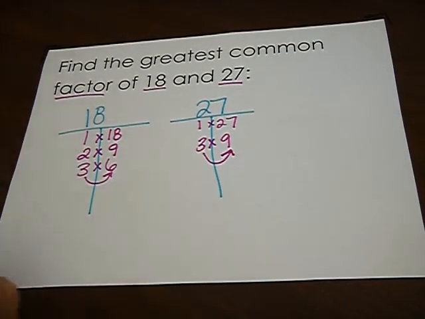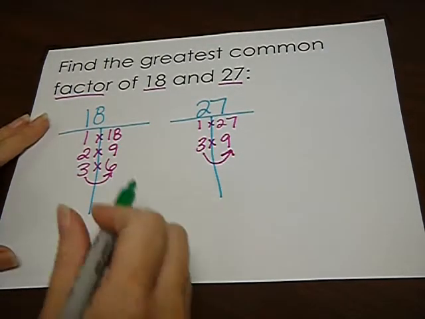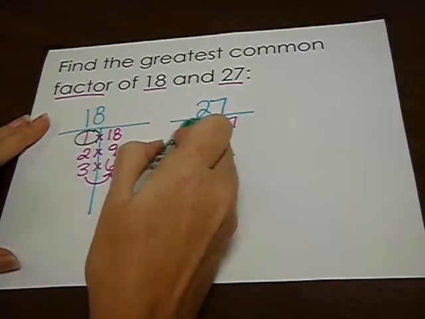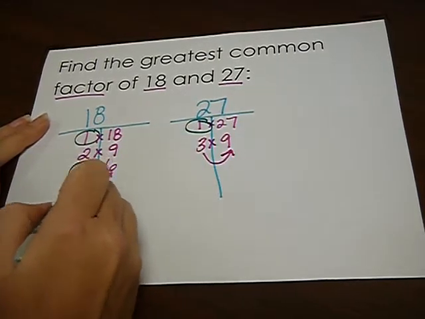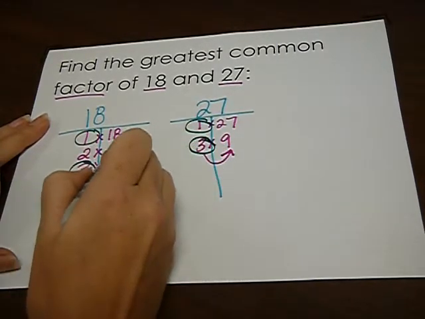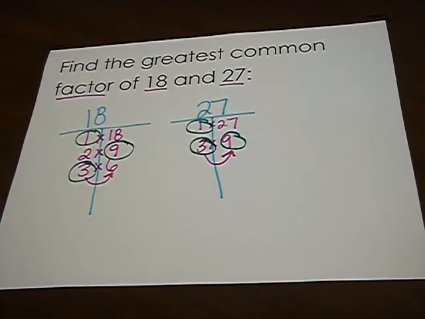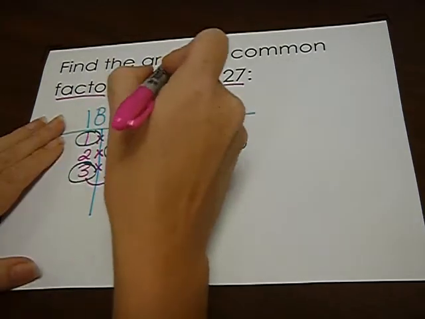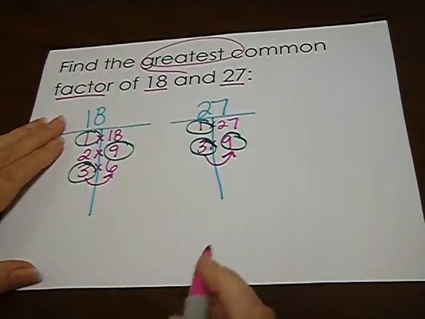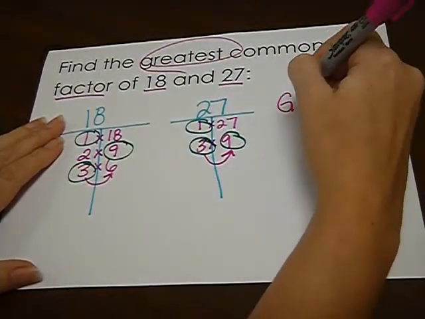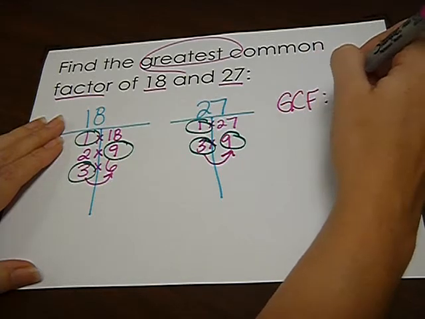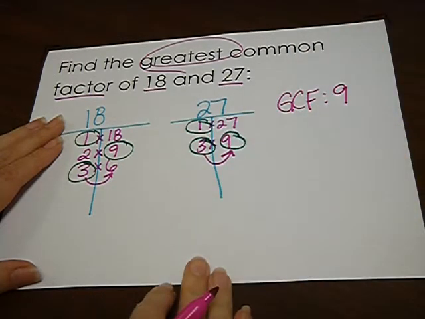Then I look for the numbers that they have in common. I see 1 on both lists. I see 3 on both lists. And I see 9 on both lists. Of those 3 numbers, the greatest common factor would be 9. So the GCF, or greatest common factor, is 9.